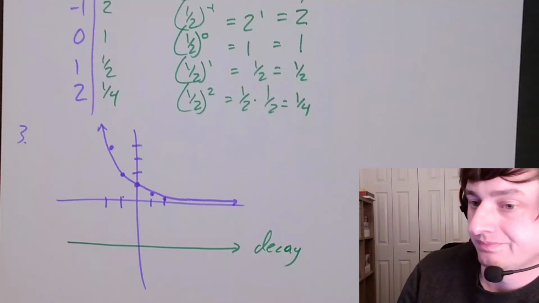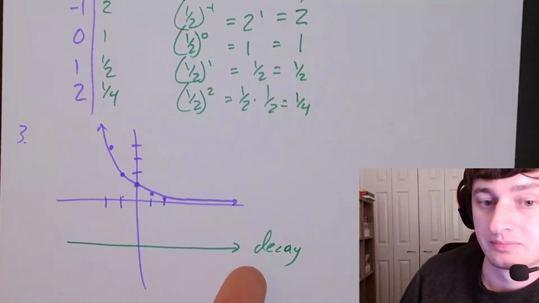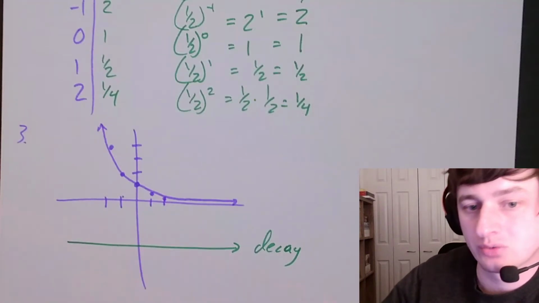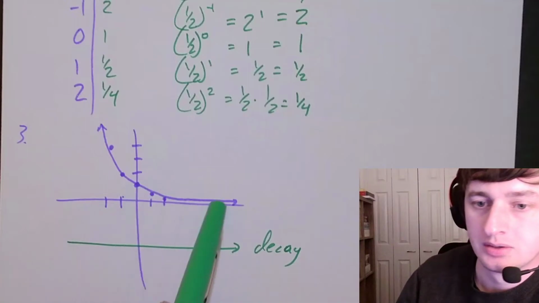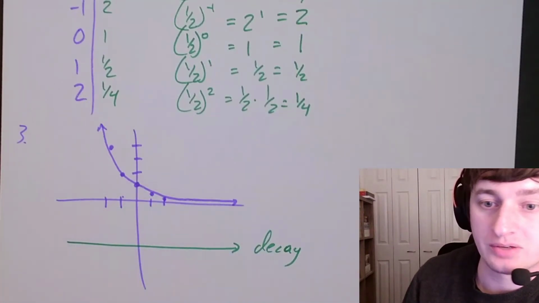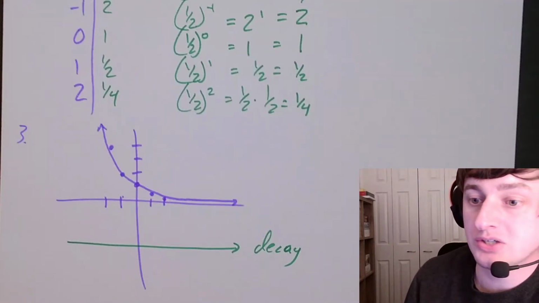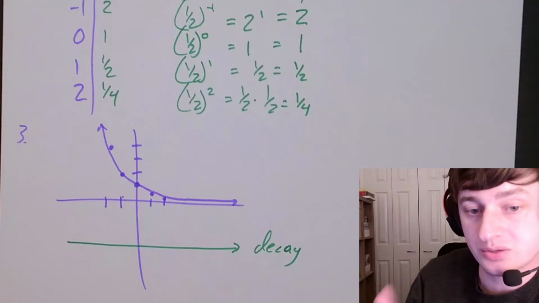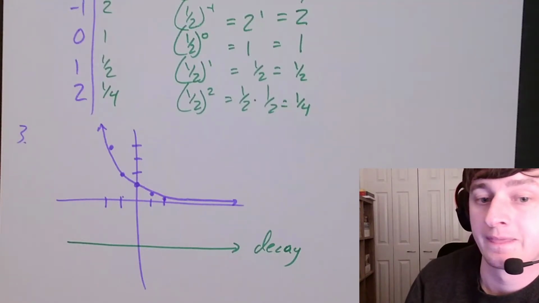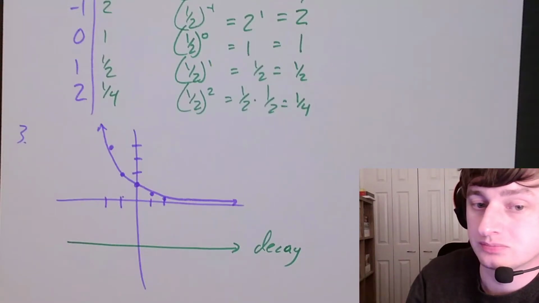Now, the fraction might be really close to 1. It might be 0.9 or 0.99999, and it's still getting smaller every time, but not very quickly. It's still decay, it's just not very fast. Or exponential growth might be very slow. It might be 1.00001. So it's going up very slowly, but it's still exponential.